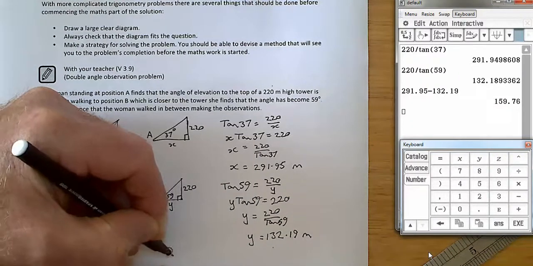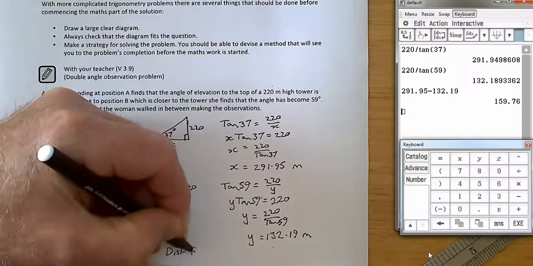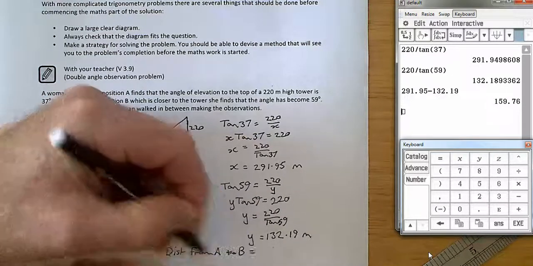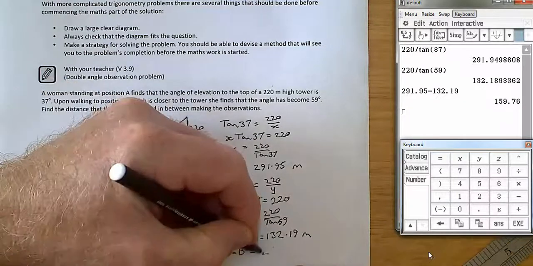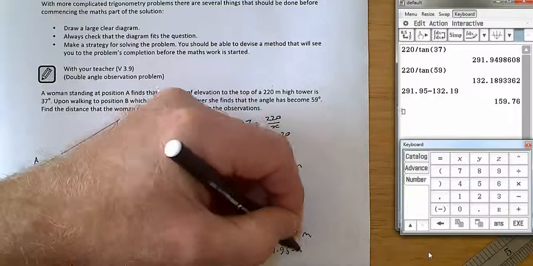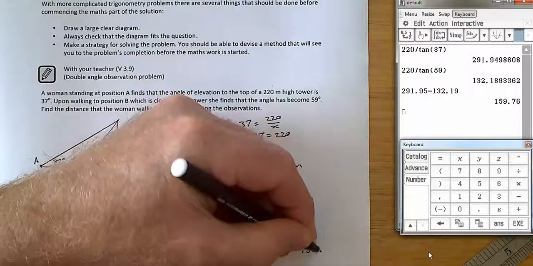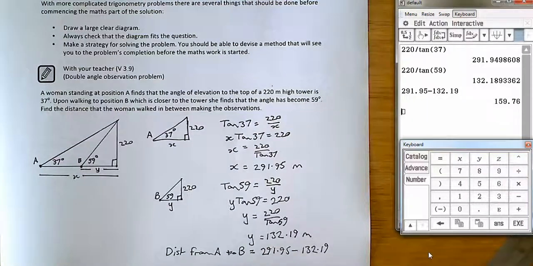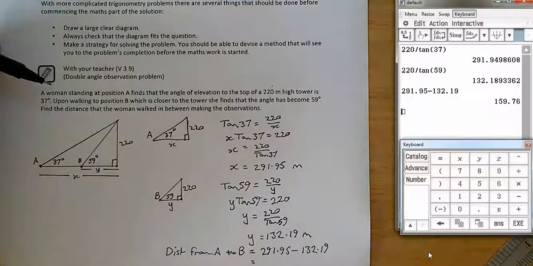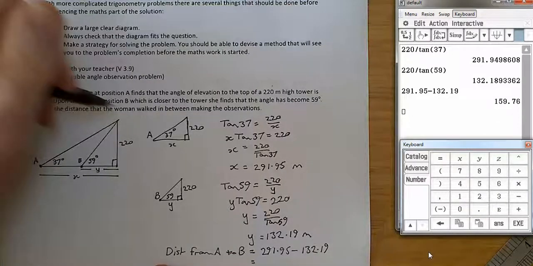So the distance from A to B is simply going to be 291.95 take away 132.19. And will it fit on the screen? I think if we just squeeze it in. And I've done the question beforehand, and the answer is 159.76.